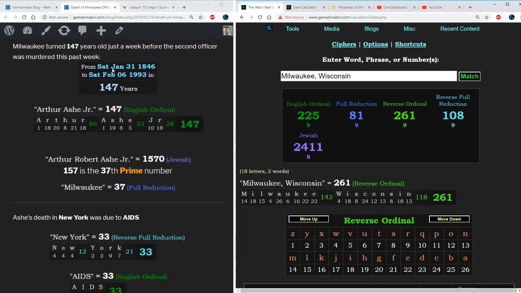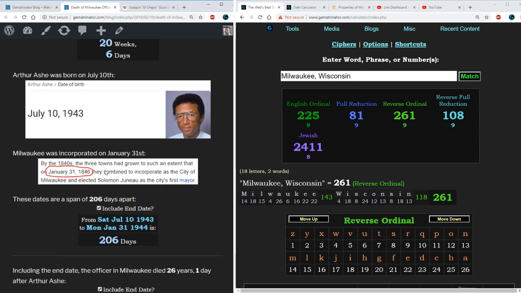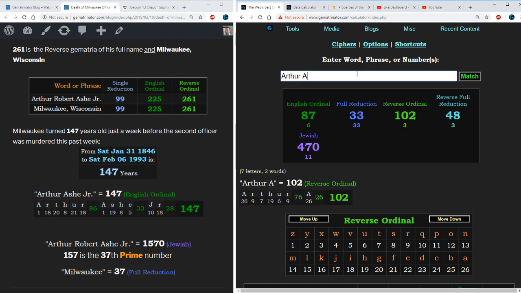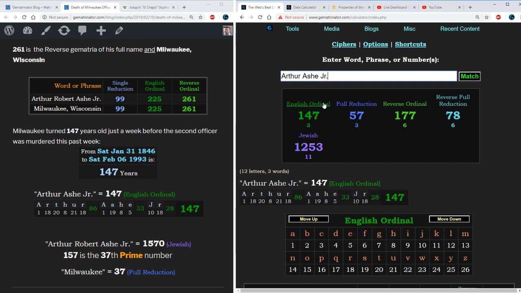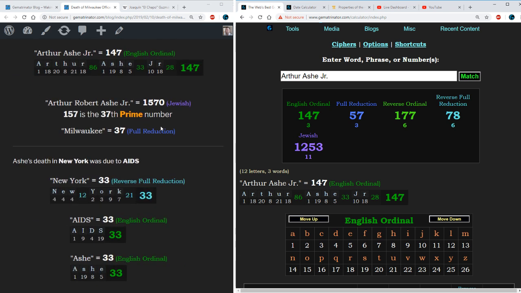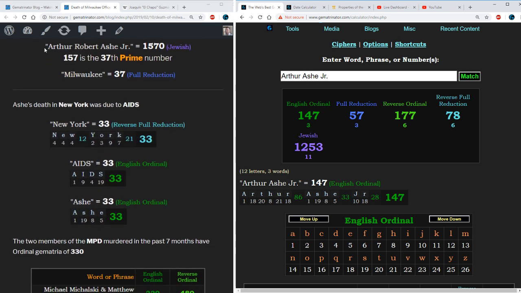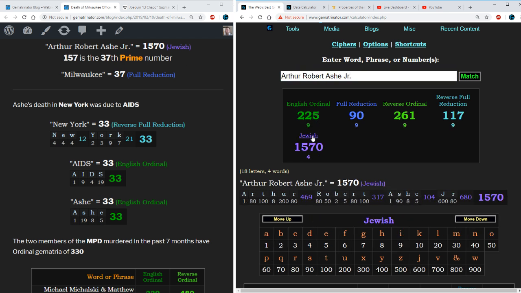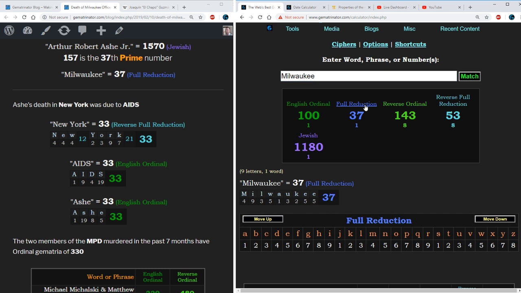Also, Milwaukee, measuring from its date of establishment, January 31st of 1846, we find that it turned 147 years old just a week before this officer was killed. And in the alphabetic order, Arthur Ashe Jr. equals 147. There's another prime number relationship. His full name summing to 1570, like 157, the 37th prime. Milwaukee summing to 37.